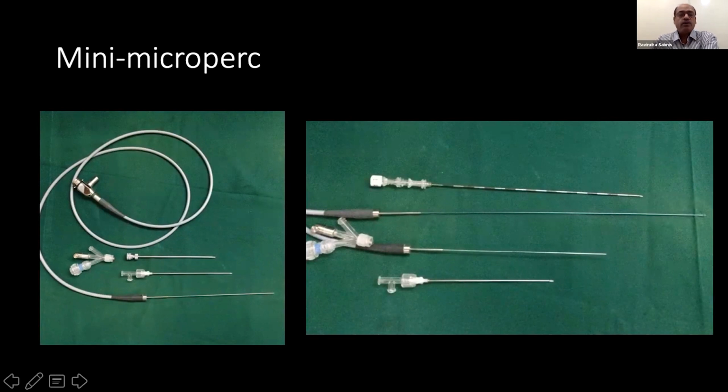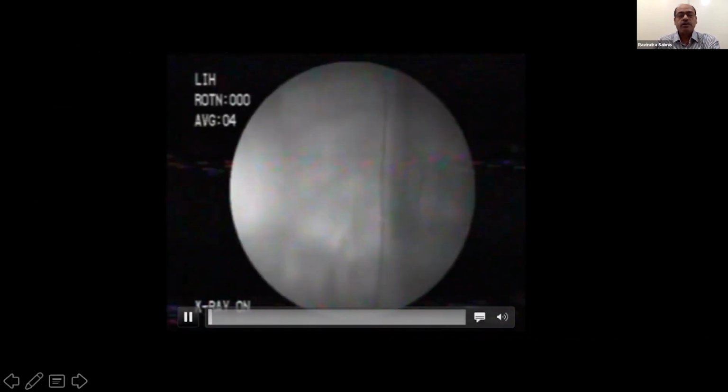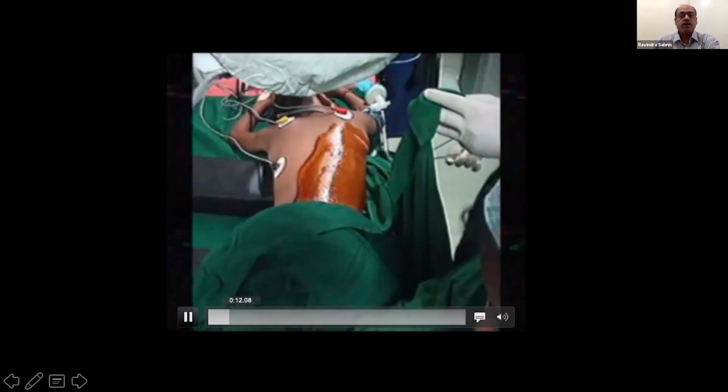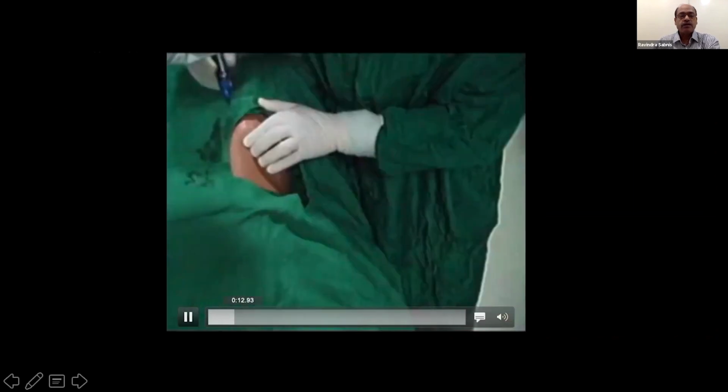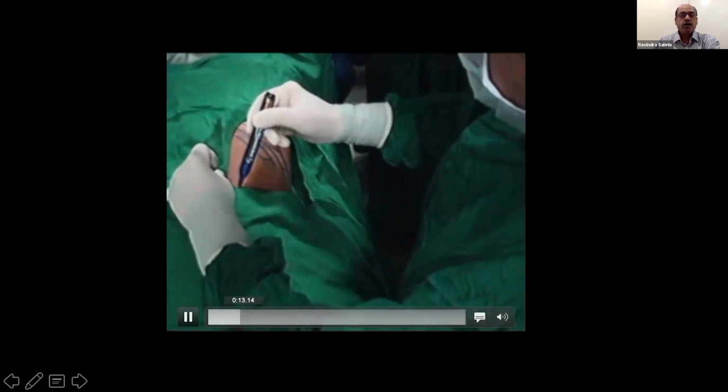We have started off late doing this MIP XS, or the mini micro PCNL, in which an 8 or 9 French tract can be used, and the successful PCNL can be done. This is just a representative case where we are showing the mini micro PCNL. Again, it's the same, an 8 or 9 French tract can be used.